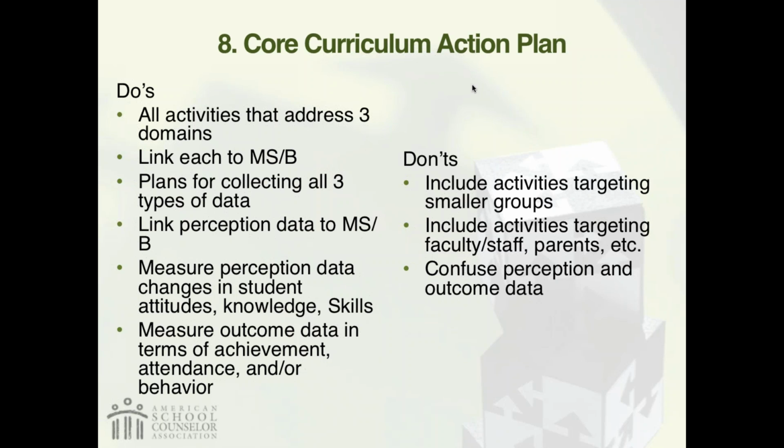One of the things that will really hurt your application is if in the outcome data you say we're going to survey the kids and make sure they understand the steps required for post-secondary planning. That's great work, but that's not outcome data. That's perception data. So you really have to have in your head what the distinction between the two of them are, and the model and the implementation guide give you lots of information about both.